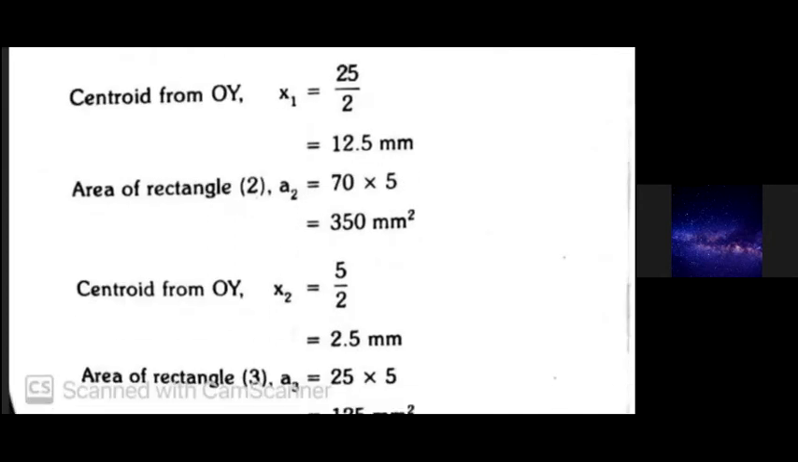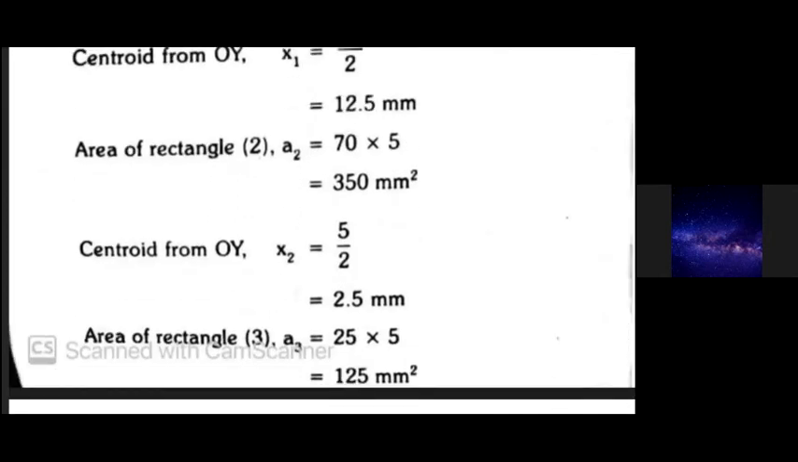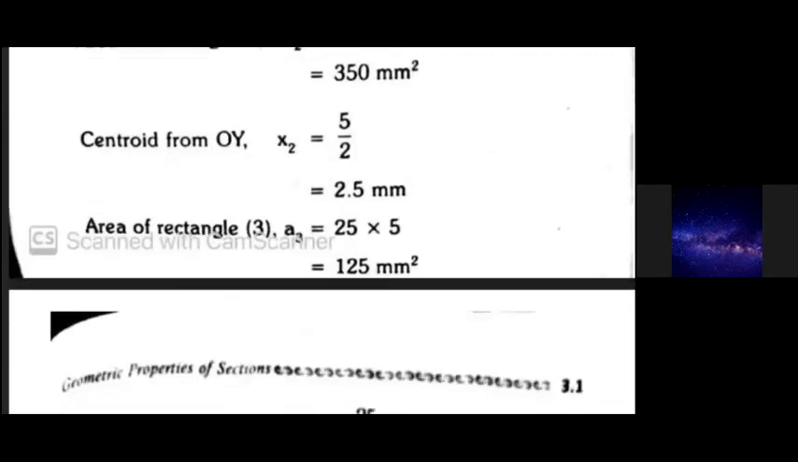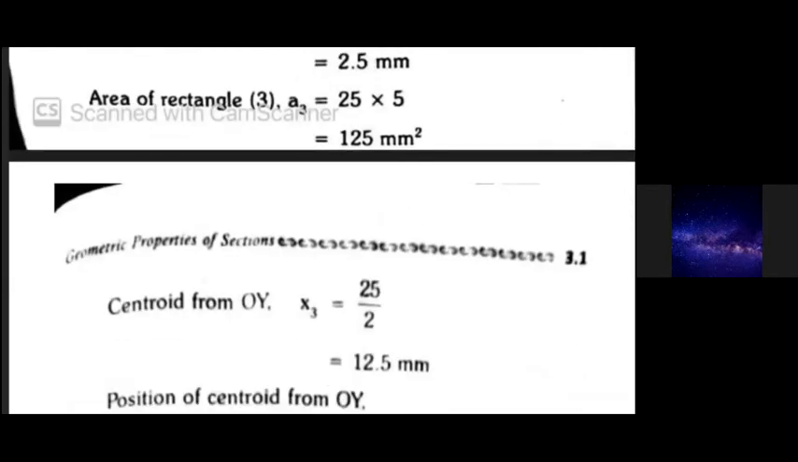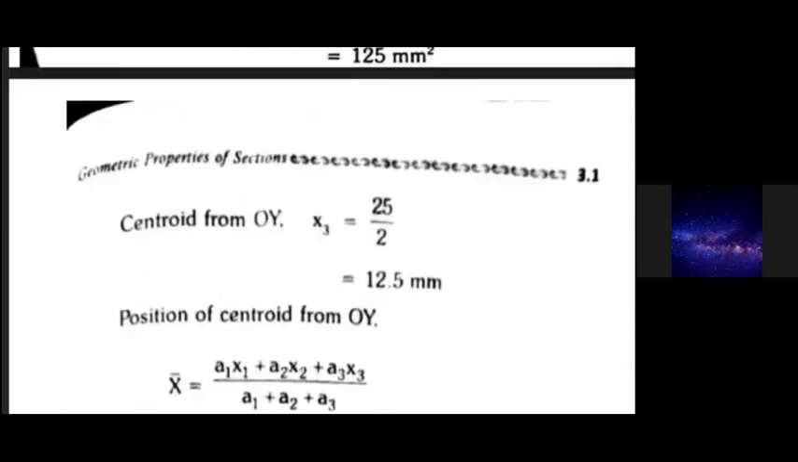Similarly, find the area of rectangle 3. It is similar to rectangle 1, that is 25 cross 5, 125, and its centroid from the y-axis, x3, is equal to 25 by 2, that is 12.5 mm. So the position of the centroid from the y-axis.